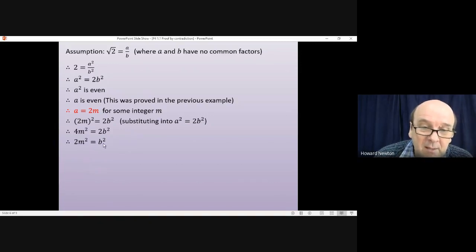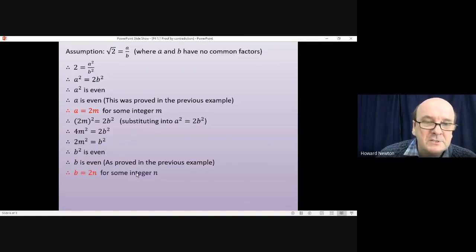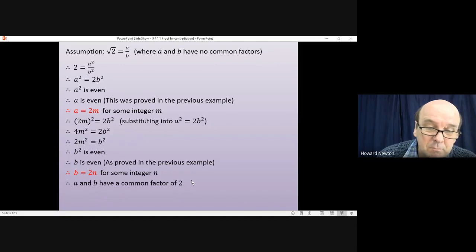What we've shown here is that b squared must be an even number because it's a multiple of 2. But if b squared is an even number, that means that b is also an even number, as we proved in the previous example. So we've shown that a is an even number, it's a multiple of 2, and we've also shown that b is an even number, it's also a multiple of 2. But that means that a and b have a common factor of 2.